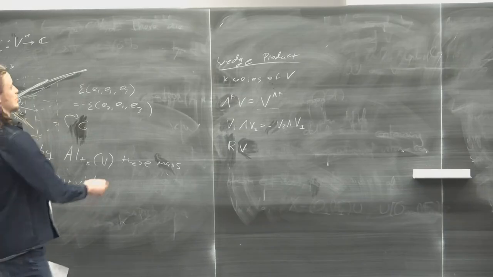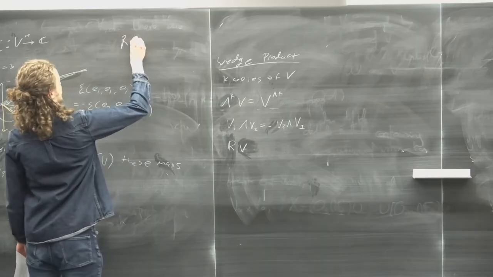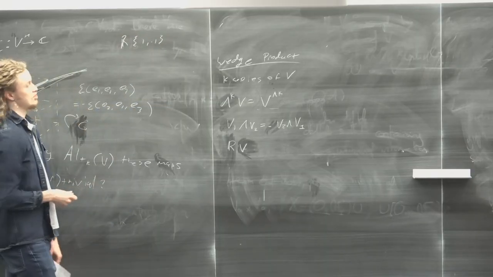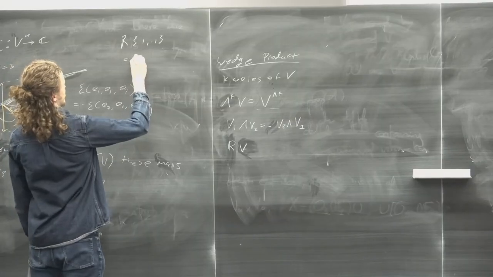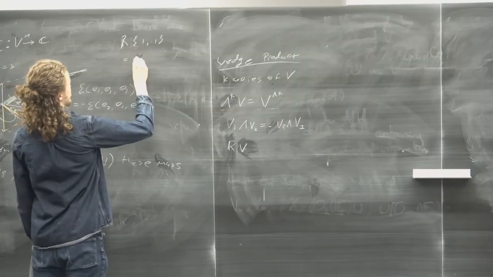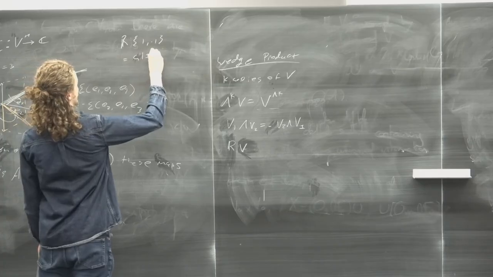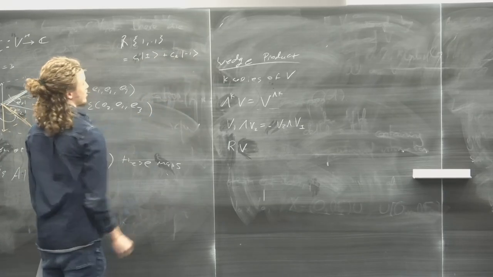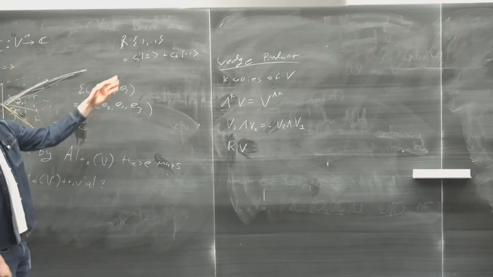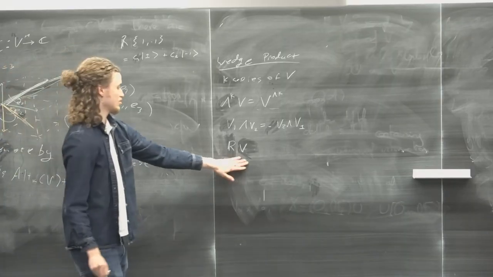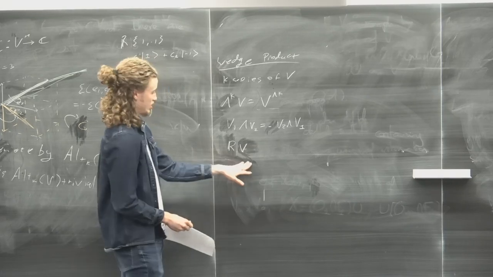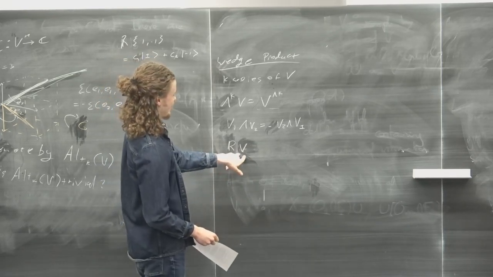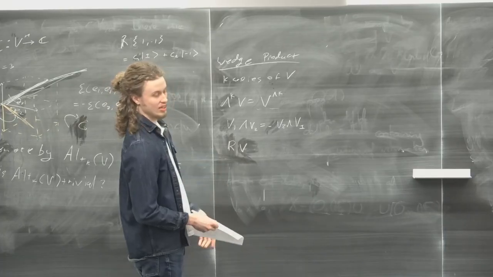So imagine if I had R of 1, minus 1. You can think of this as the space spanned by elements like c1 times 1 plus c2 times minus 1. So I just start with some elements of a set and turn it into a vector space. This is a really huge vector space. It's a vector space of elements in a vector space.